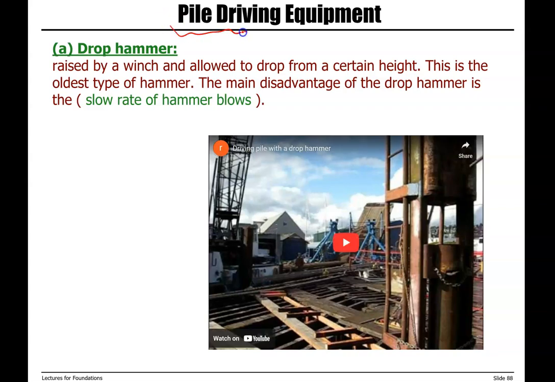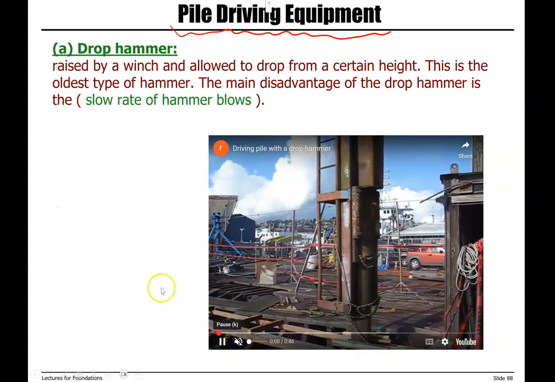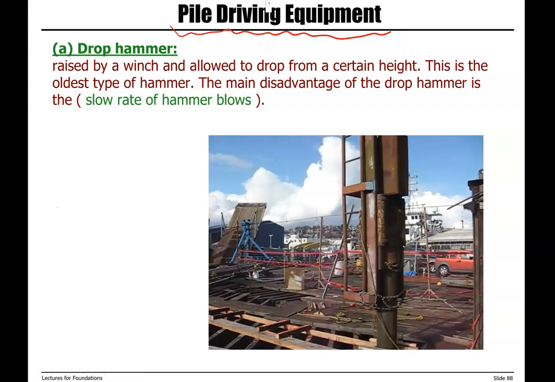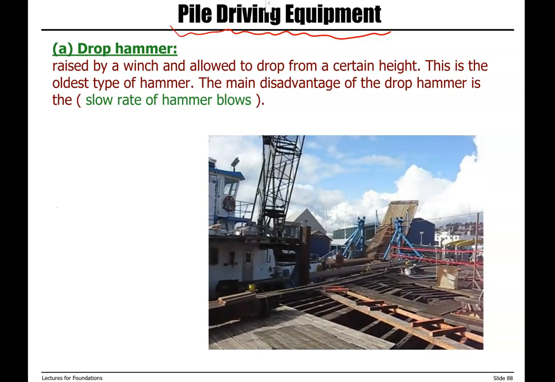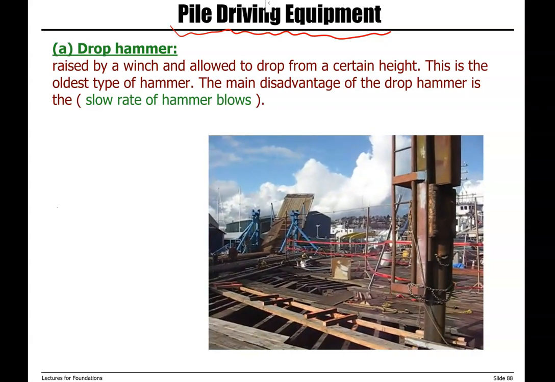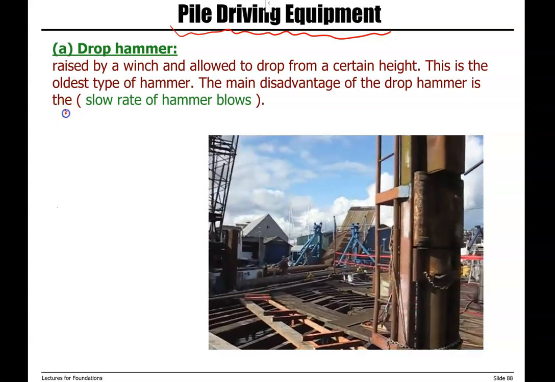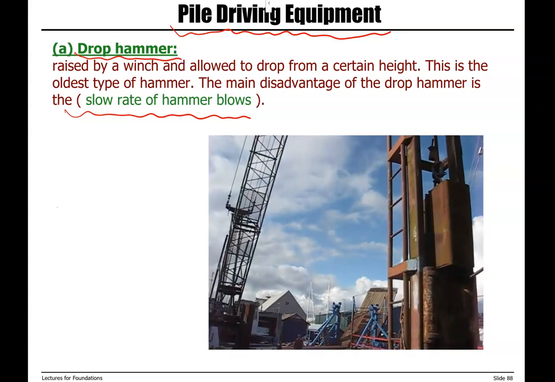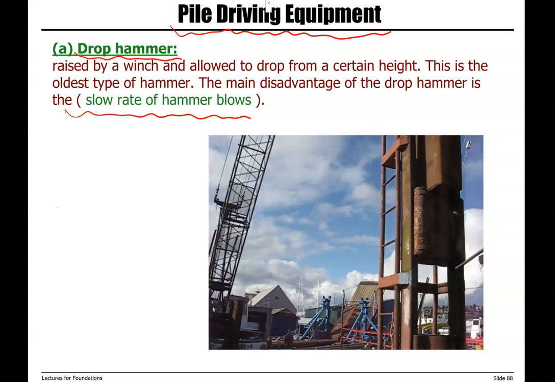Next, we want to look at different pile driving equipment. As I mentioned before, there are two different approaches. One is to use an impact hammer, and the other approach is to use vibration. This is one of the simplest equipment, one of the oldest types of hammers. Basically the weight is raised by a winch and then allowed to drop from a certain height. Very simple, very old, but a disadvantage of this type of hammer, which is called drop hammer, is that it has a very slow rate of hammer blows.